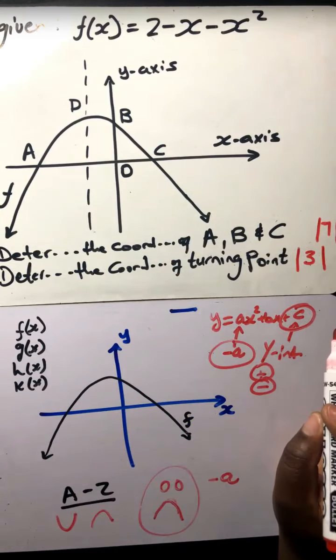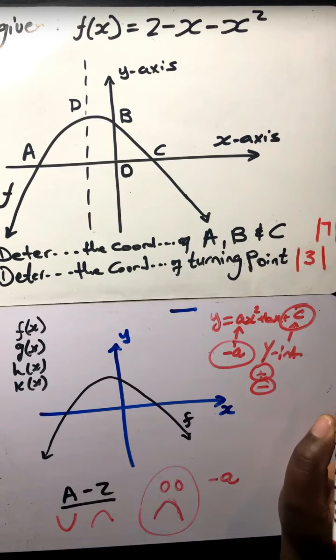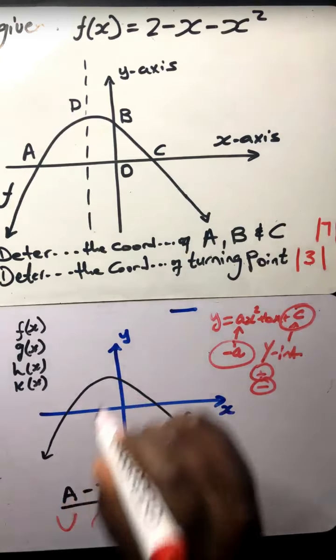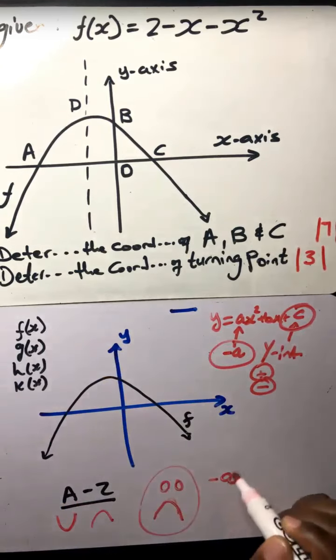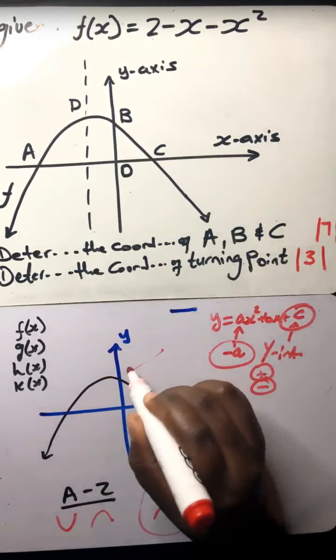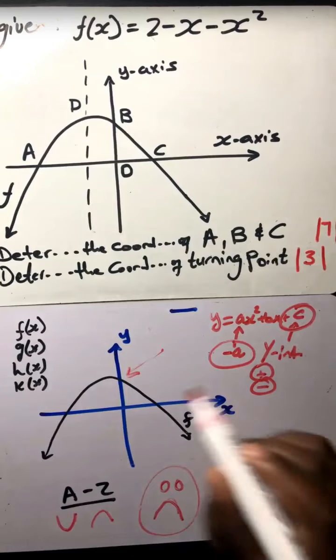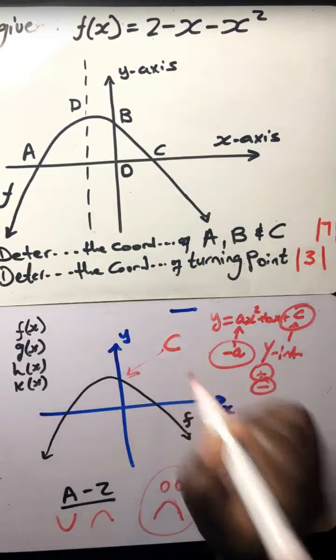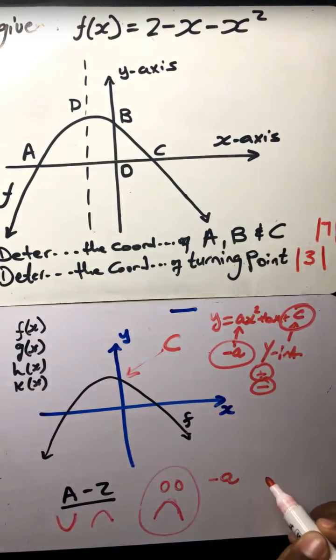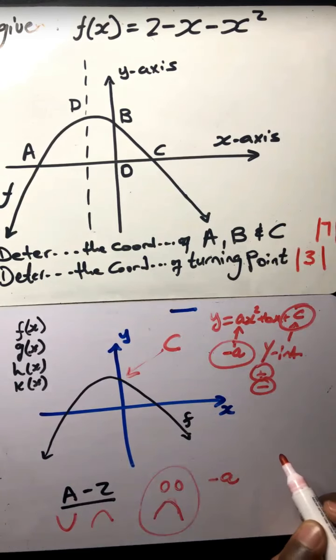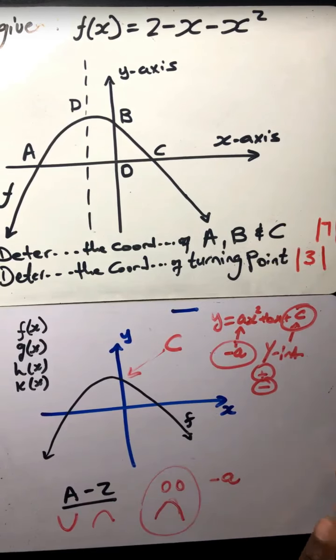What is the y-intercept? The y-intercept is where your graph touches the y-axis. So this is the y-intercept, and that point is the C value. So my question again, is the C value negative or positive? If it's negative, how do you see that it's negative? If it's positive, how do you see that it's positive? When you answer the question, firstly mention your name, then give an answer.